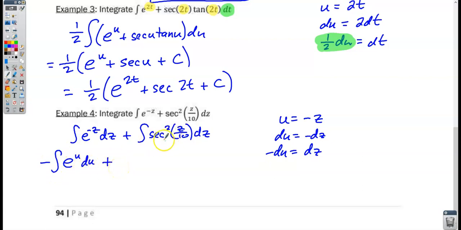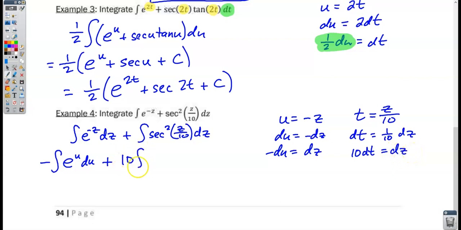And then for the other integral, what's inside the composition is z over 10. I don't want to use u because I already used u once in this problem. I'm going to use t instead as my replacement here. And so we're going to replace t with z over 10. So dt is 1/10 dz. And so I can replace dz with a 10 dt, and this turns into 10 times the integral of secant squared of t dt. And now that I've rewritten both of those using those substitutions, I can go ahead and take the antiderivative.